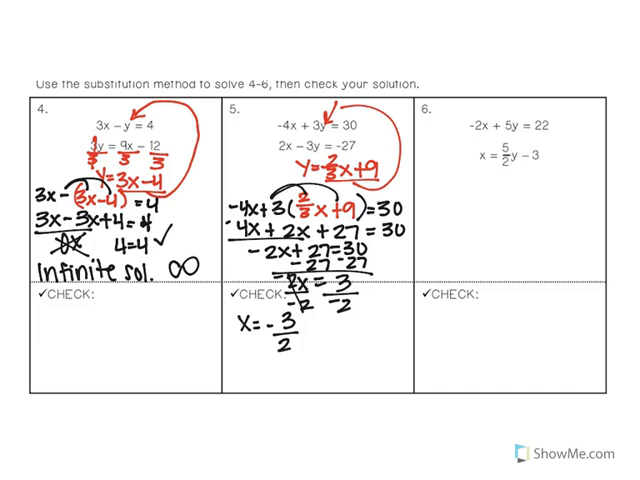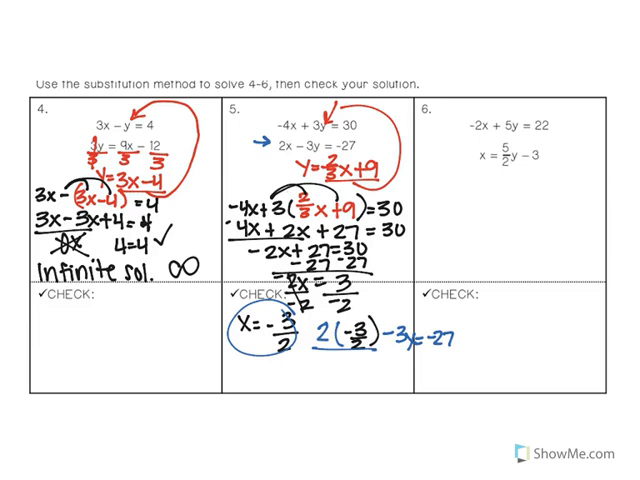negative 3 over 2. So now that I have my x value, I'm going to plug that in to one of the two equations. It doesn't matter which one. I'm going to choose to do this one right here. So that's going to be 2 times, in parentheses, a negative 3 over 2, because that's my x, minus 3y is equal to a negative 27.